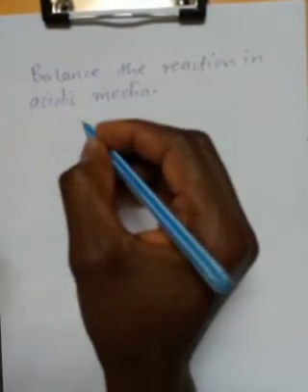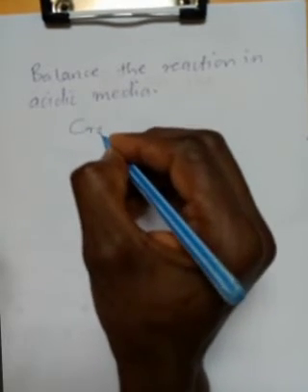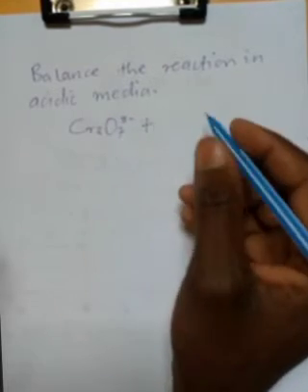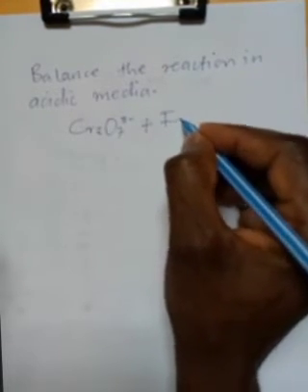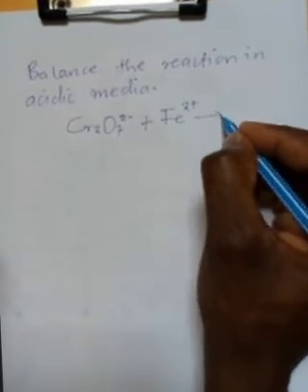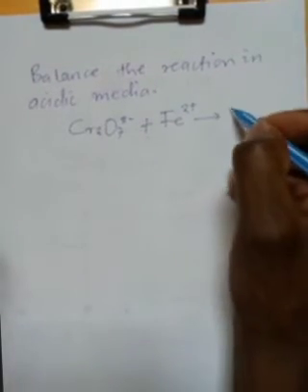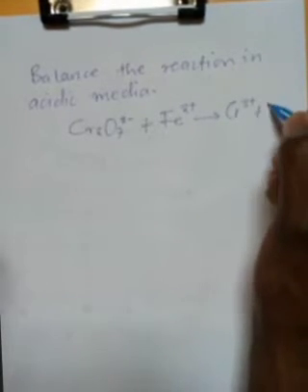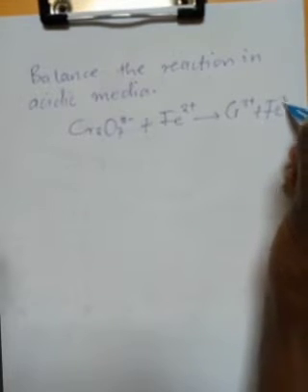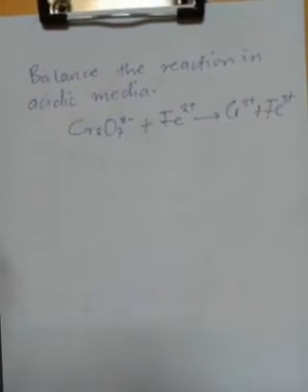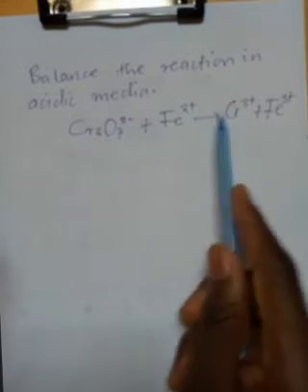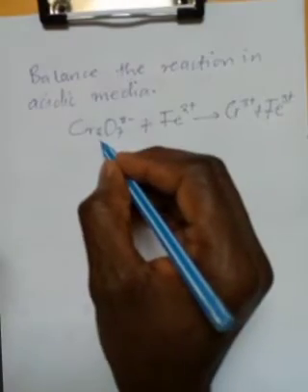media. So if you have been given a reaction like this one, Cr2O7 2 negative plus Fe 2 plus, giving us Cr3 plus and also Fe3 plus. If you check, you're going to have a reaction from here going that side and also a reaction from here going that side. You write them like this.